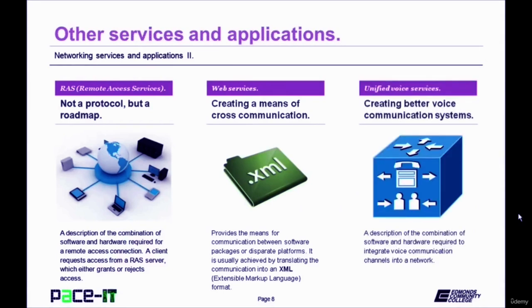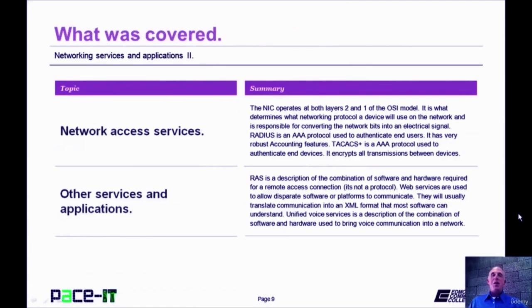Last up is Unified Voice Services. This is creating a better voice communication system. It's a description of the combination of software and hardware required to integrate voice communication channels into a network, as in voice over IP. That concludes this session on Networking Services and Applications, Part 2. I began by talking about network access services, and I concluded with other services and applications.